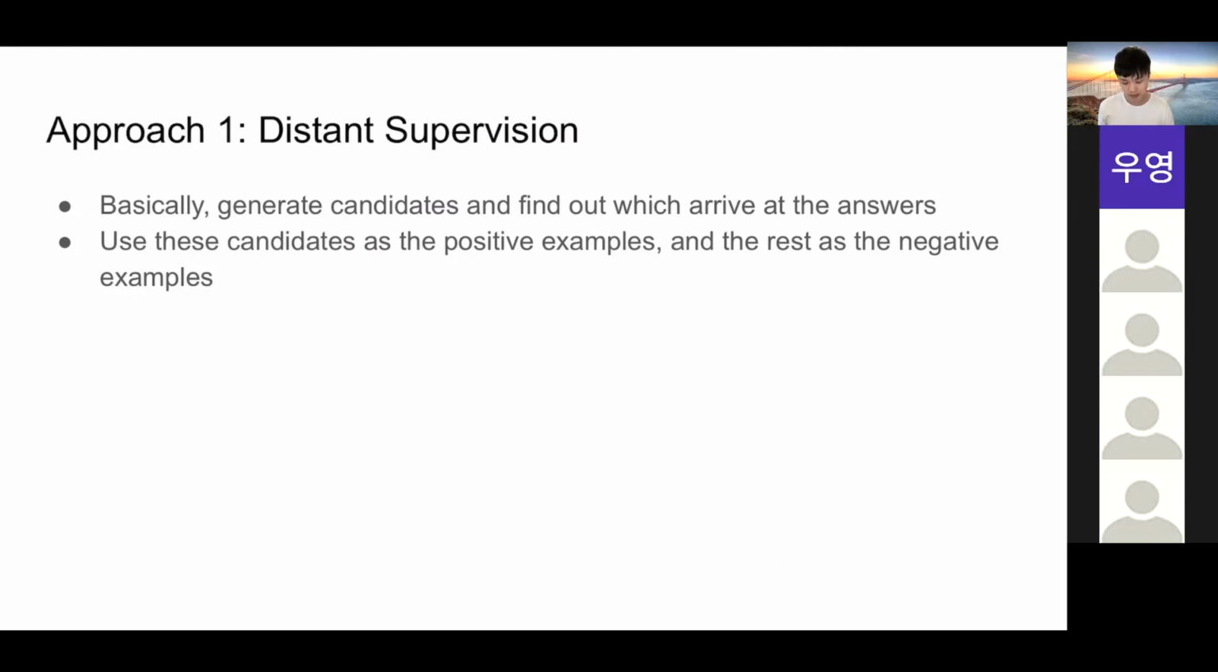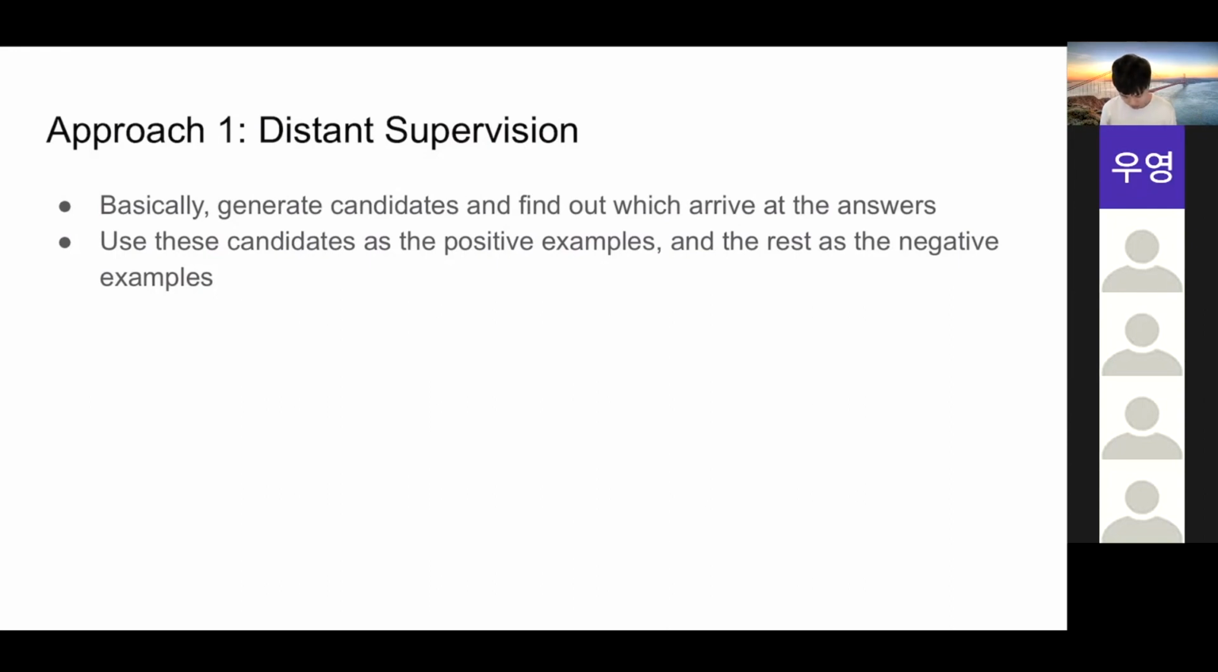means that you basically generate several candidates and you find out which arrive at the answers. So if you're able to generate a good number of candidates that's not too large, but still large enough to contain one candidate that arrives at the answer, then you can basically use these candidates as the positive examples and the rest as the negative examples and try to do whatever you want. You can try to formulate this as a sequence-to-sequence problem, just like strong supervision, because you're considering these candidates that arrive at the answers as the positive, as the ground truths, although they might not be, of course, right?